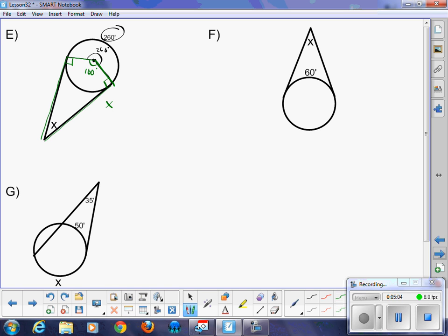So x is equal to, there's 360 degrees in a four-sided shape. I know that I have two 90s, and I know I have 100 in there. So that gives me 180 minus 100, so x is going to be 80 degrees. Okay, so that's how that particular question works.